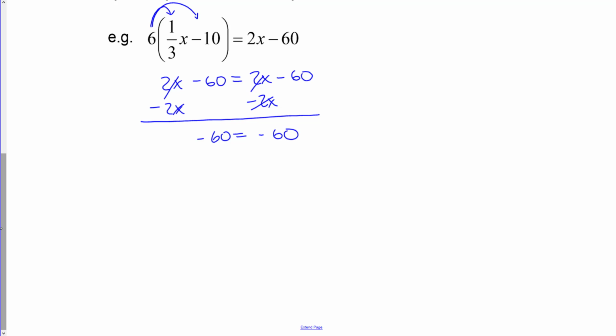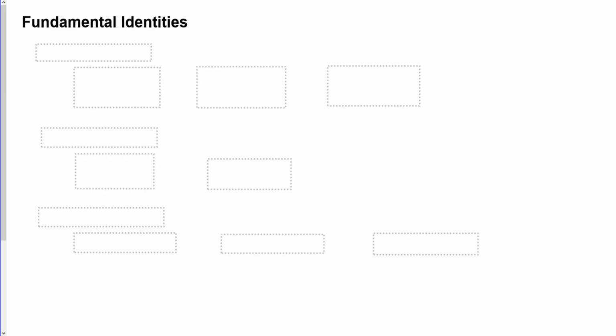Either way, this is a true statement. It's always true. There's no value of x that you could put into this equation that would result in a false statement. So that's what's referred to as an identity. In trigonometry, we actually have a lot of different identities, and you've seen some of them. Most of what you've seen are called the fundamental identities. So let me bring those up for you.